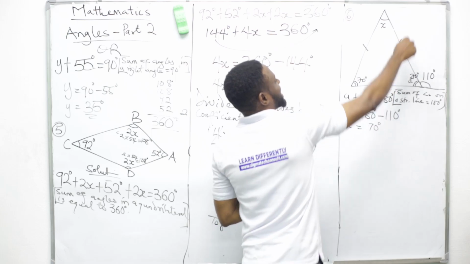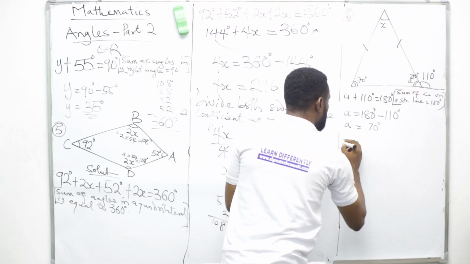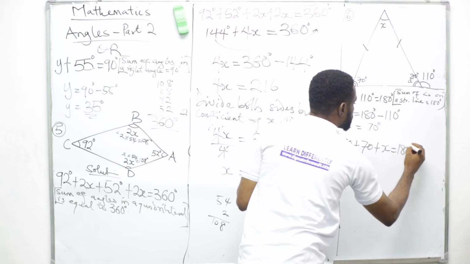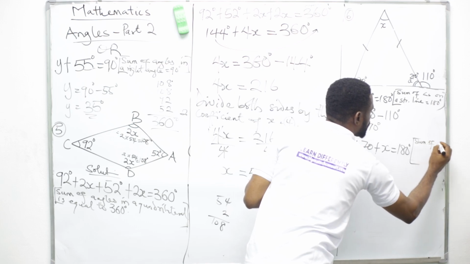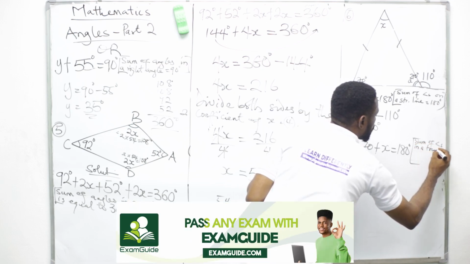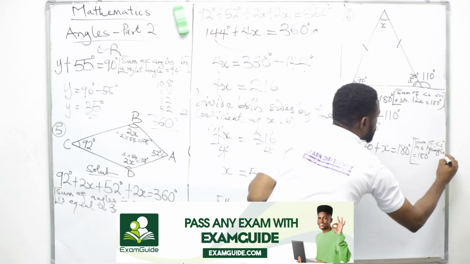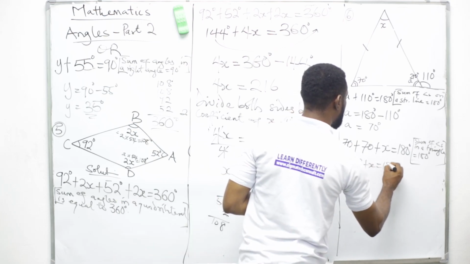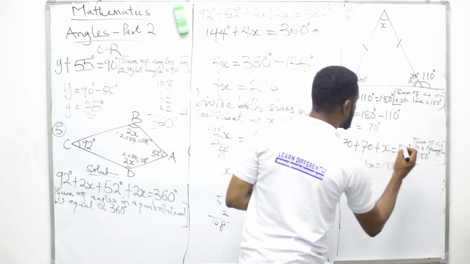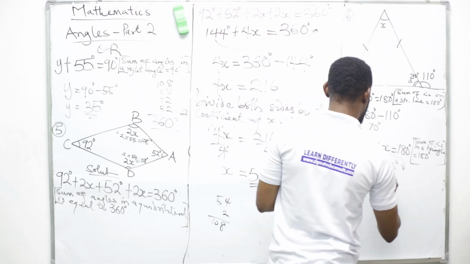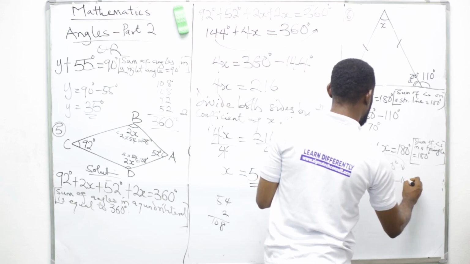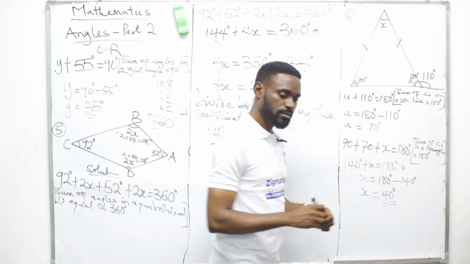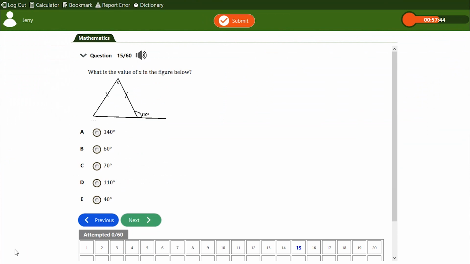Do you understand? Why? Because the sum of angles inside a triangle is 180. So you say, therefore, this 70 plus this 70 plus this X is equal to 180 degrees. Why? Sum of angles in a triangle equals 180 degrees. Can you see that? So 70 plus 70 is 140 degrees plus X is equal to 180 degrees. So 140 should move, and we'll now have X equal to 180 degrees minus 140 degrees. So X will now be equal to 40 degrees, which is option E.